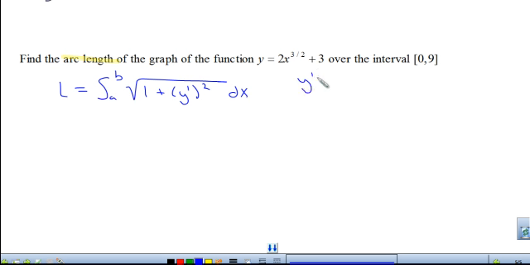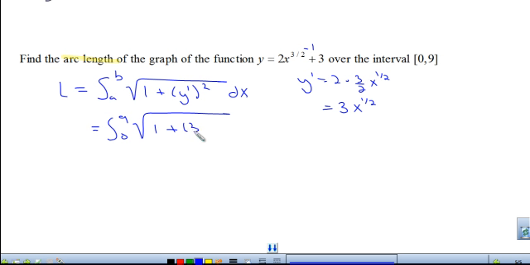So my derivative is going to be 3 half x. If I subtract 1, I get to the 1 half. And the derivative of 3 is 0. So this is just going to be 3x to the 1 half. So I'm going from 0 to 9 of 1 plus 3x to the 1 half squared. So using a calculator, my arc length ends up being 54.929.